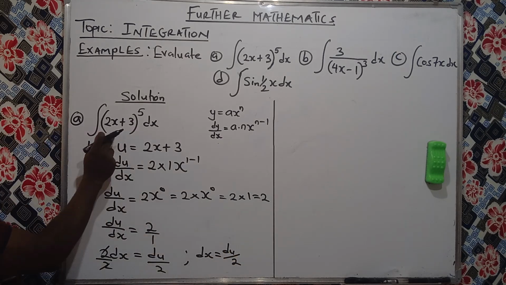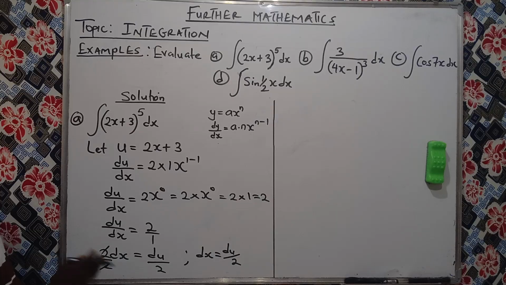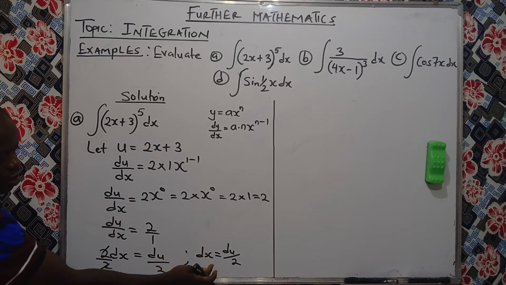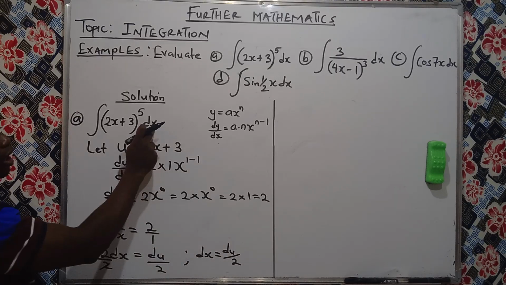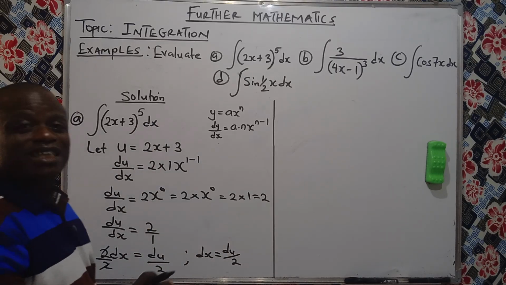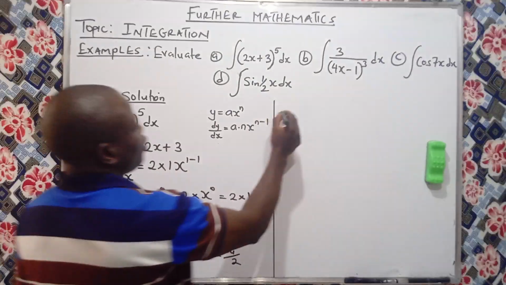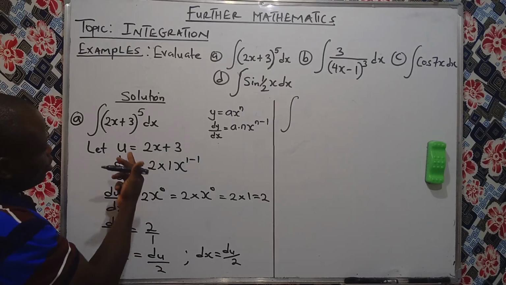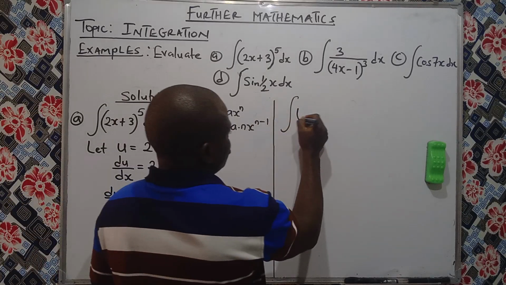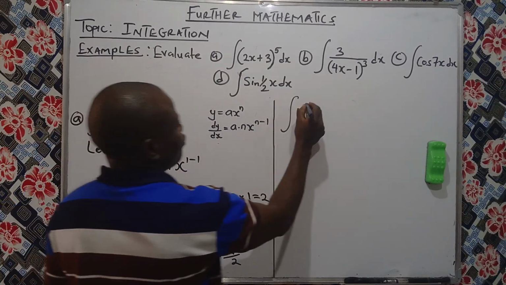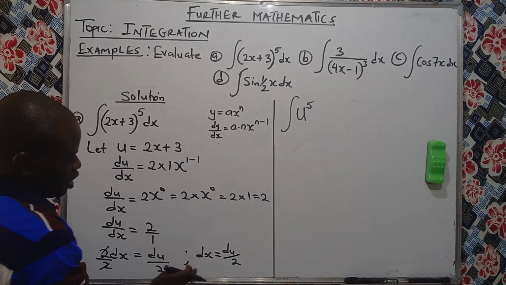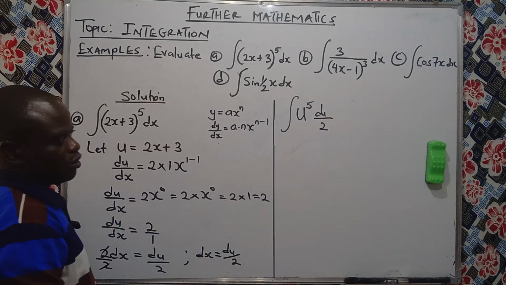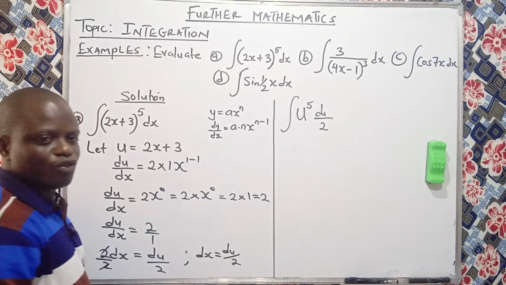Now go back to the former question, and you replace your u back in the bracket, and the same thing, you replace your dx with du over 2 so that everything will be in terms of u. You now go back and say integral of, instead of writing 2x + 3, you replace it with u raised to power 5 dx, replace it with du over 2, so that everything will be in terms of u.